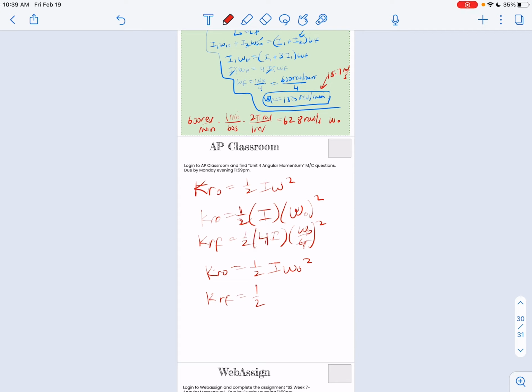So that would be 4 over 16, so I omega squared divided by 4. It's 1/4 the speed, but that's squared, and it's also 4 times the rotational inertia. So afterwards, you only have 1/4 of the kinetic energy that you had before. So that would be a 75% loss, or only 25% remains after.